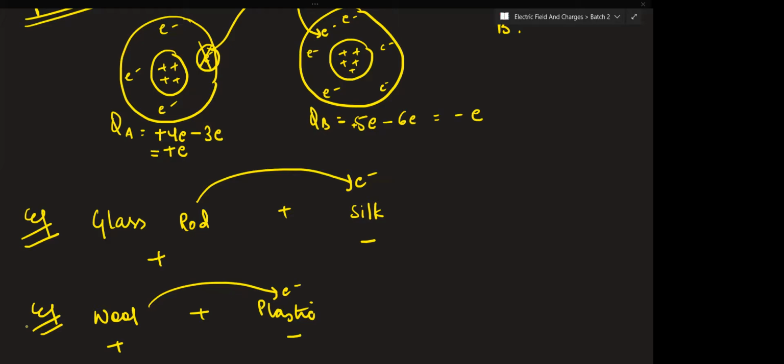Ma'am, I have a question. When an ebonite rod is rubbed with wool, from the ebonite rod will it transfer a charge, or from wool? Ebonite receives electrons, so it becomes negative. And if it is rubbed with fur or any cloth, then that becomes positive. It means electrons are received into the ebonite rod. Okay. All right.